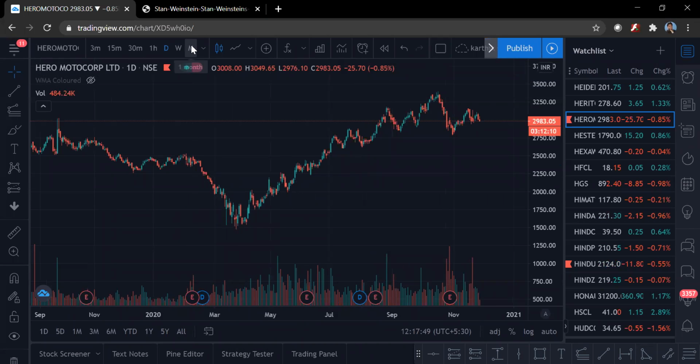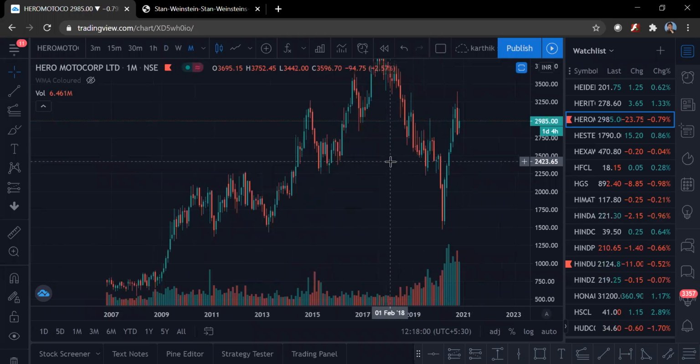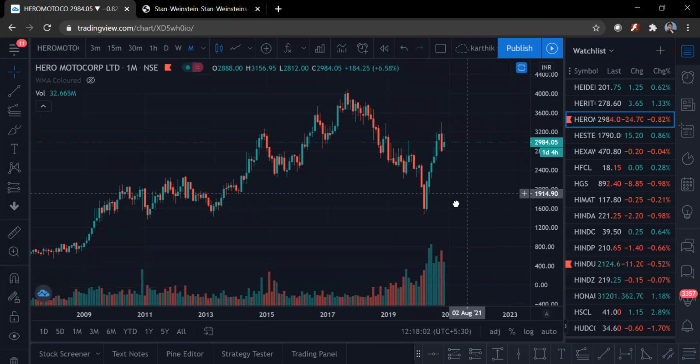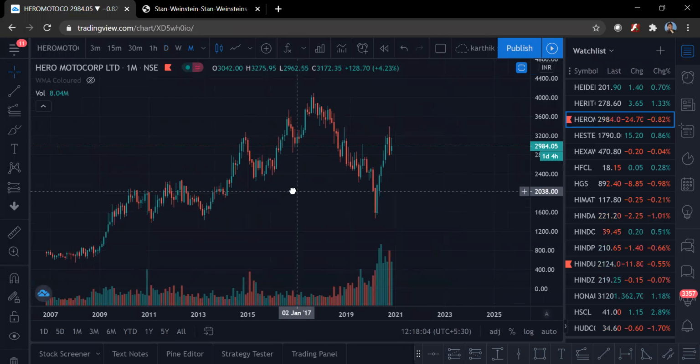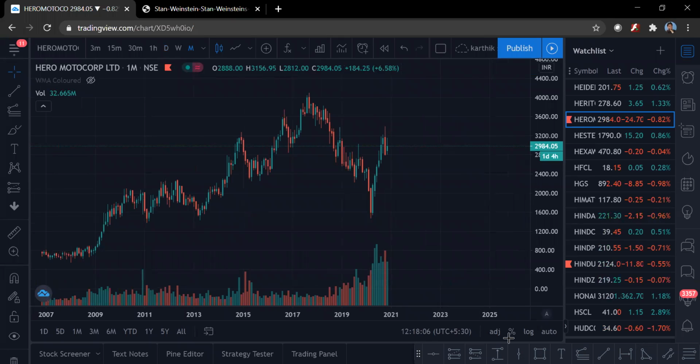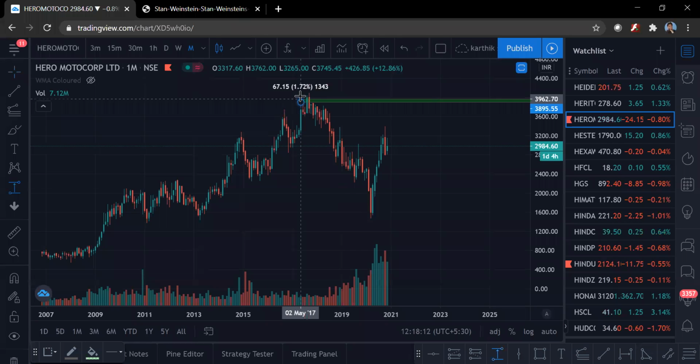So basically, what we should do now, the first thing, in your free time, you select the stocks that you think are fundamentally strong or fundamentally good. Then first go to a monthly time frame. Then after going to the monthly time frame, you just mark the peaks of it, the highs and lows of the highs and lows.